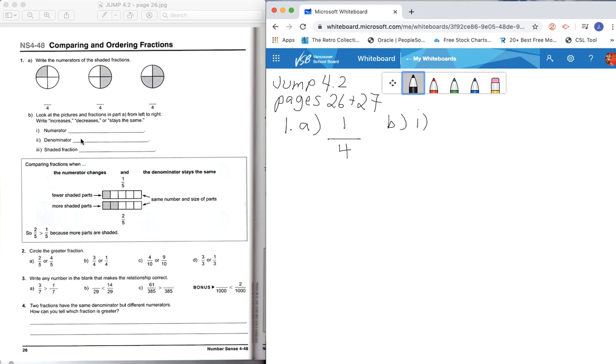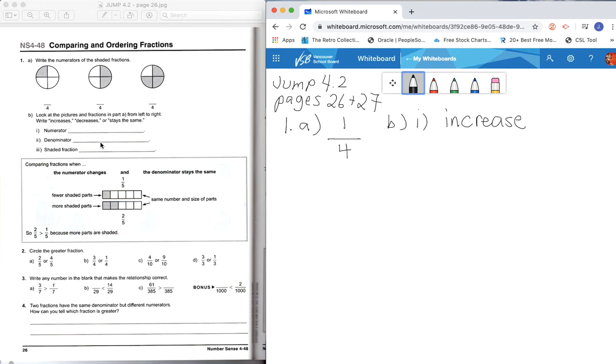the numerator. So if you remember, the numerator is the top number. The denominator is the bottom number. Okay, so for the numerators, do they increase, decrease, or stay the same? So look, 1, 2, 3. Clearly they increase because they're moving up. They're getting bigger. Okay? For the denominator, the bottom number, 4, 4, 4. Is it increasing, decreasing, or staying the same?